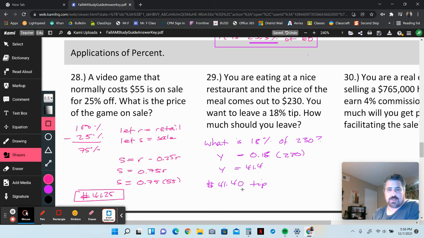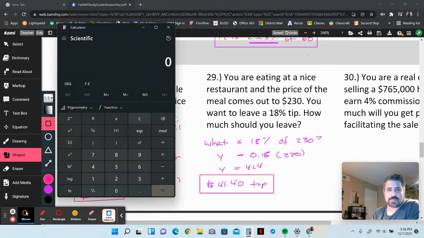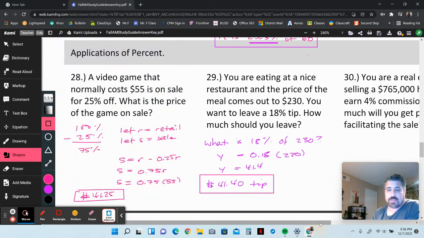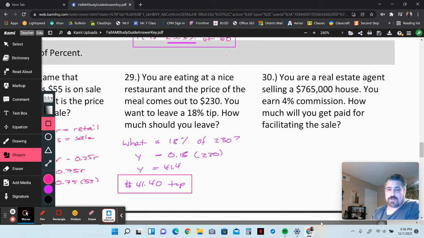It feels like a lot, but let's just make sure I didn't make any silly mistake. 10% of 230 will be 23. 20% of 230, we double that, which is 46. So yeah, 18% is going to be close to that. Yeah, that's reasonable. It's a lot of tip. That's the price of paying for expensive service, right? Nice restaurants are very expensive. So you pay an extra $40 in tip. 230 times 0.18. You are right. Wow. Okay, that's a lot of money that you have to leave that waiter. Good to be a waitress at one of those fancy places, huh?